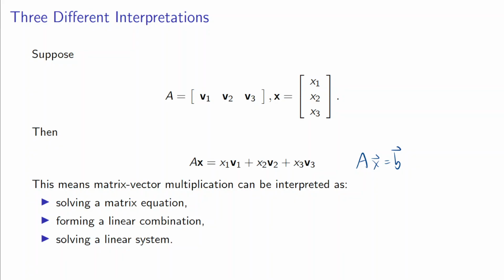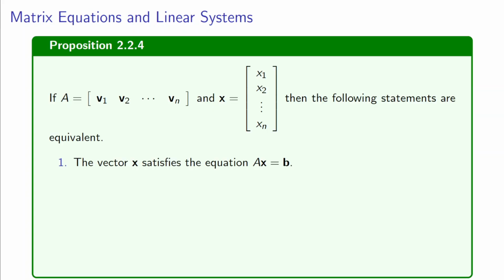Forming a linear combination. That's the general setup: x1 v1, x2 v2, x3 v3, and then also solving a linear system. That was the linear system with augmented matrix of this form. And this brings us to proposition 2.2.4, which does this more generally.